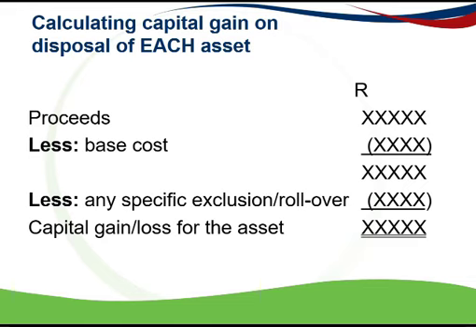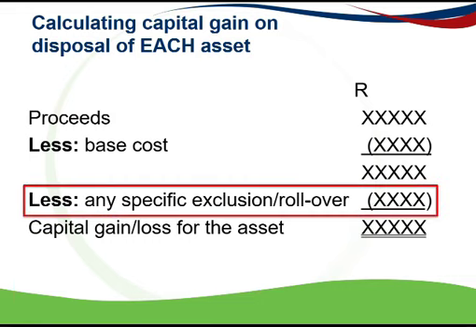Okay, so let's get back to where we were. Proceeds we've discussed, it's the gross proceeds less the base cost. That's dependent on whether the asset was purchased before or after 1 October 2001. And then we need to have a look at any specific exclusions for each asset before we move on to the next asset.